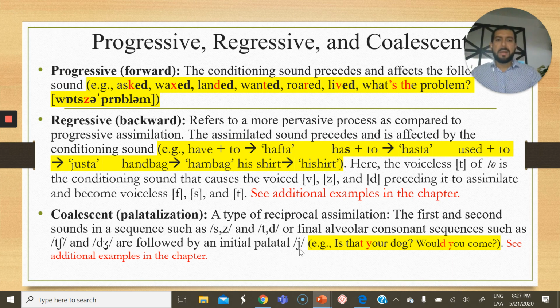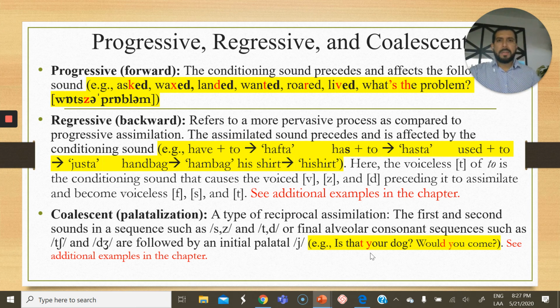Remember that this J-like sound here is not actually a J, but a palatal sound. And so think about this. You have a sound here which is alveolar, and it begins with a semivowel, the y sound. You put it together, and then you end up with an affricate sound. Is that your dog? Is that your dog?